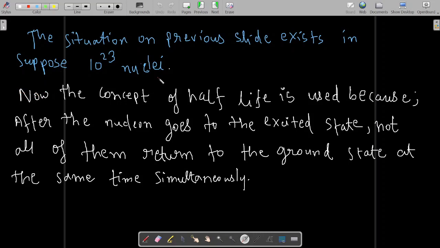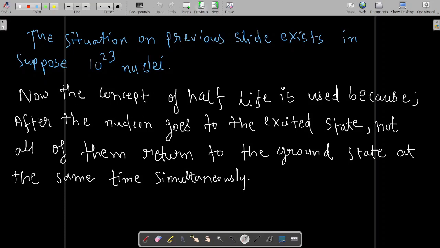Now the concept of half-life is used because after the nucleon goes to the excited state, not all of them return to the ground state simultaneously. Now why is the concept of half-life even used? Let us understand that.